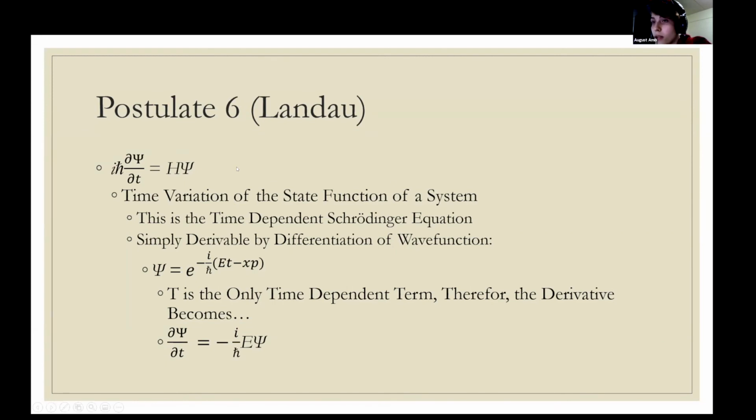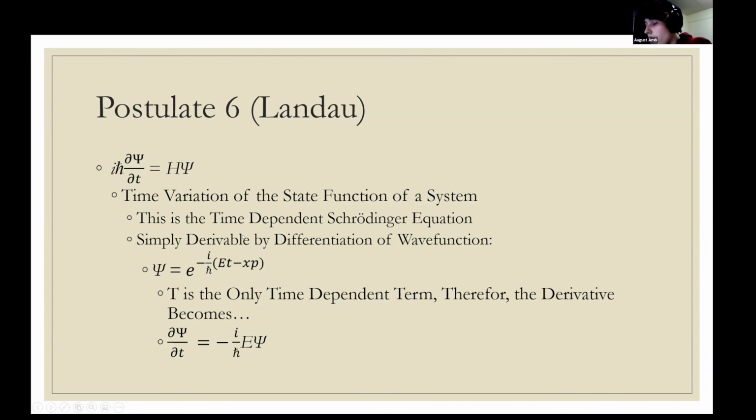Postulate 6 is defined as the time-dependent Schrödinger equation. Yeah, I know I pronounce Schrödinger weird, but it's i h bar ∂ψ/∂t is equal to the Hamiltonian operator of ψ. So the Hamiltonian operator gives you an eigenvalue of energy for your ψ eigenfunction, and the energy is directly related to ∂ψ/∂t, which has various implications that will be explored in the next slide.